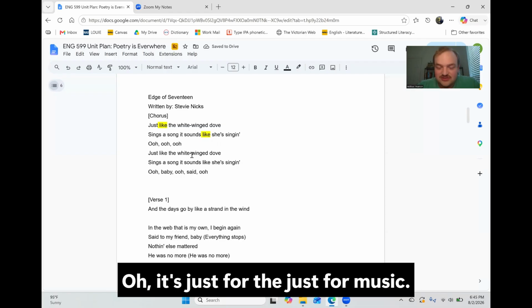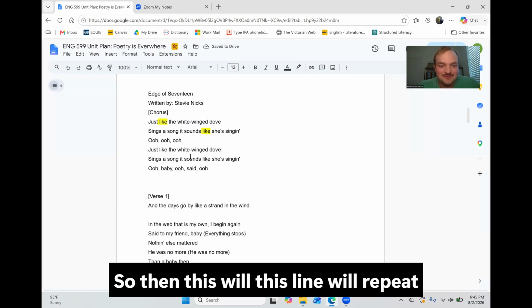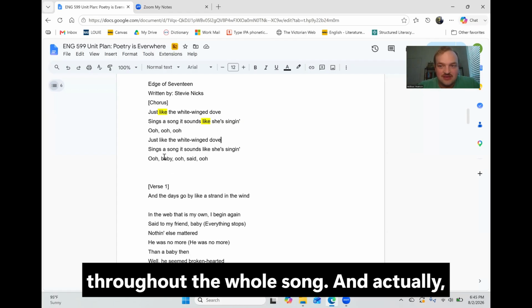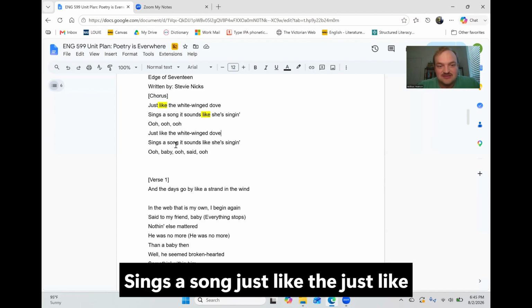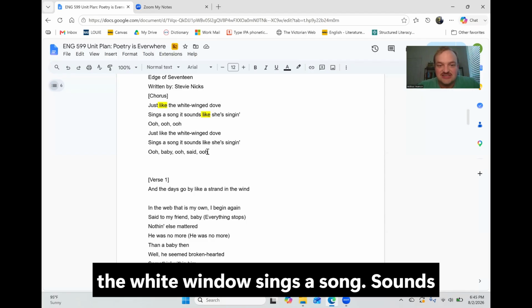"Ooh, ooh, ooh" is just for the music. So then this line will repeat throughout the whole song. And actually, you've heard it already. "Sings a song just like the white-winged dove sings a song, sounds like she's singing."